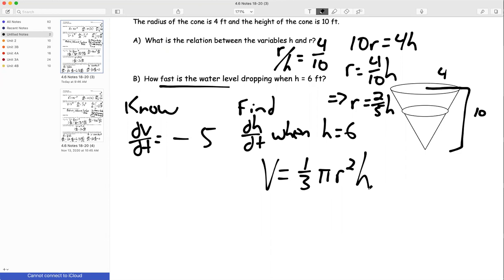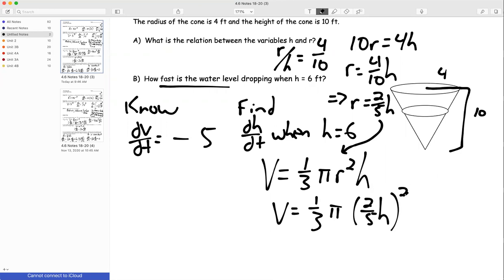I can differentiate it. So what I'm going to do is, this is why I asked you to write the relation between h and r at the beginning. I'm going to take 2/5 h and substitute it in for r because they are equivalent. And then I'm only going to have one variable. So I got volume equals 1/3 pi, and I know that r is equal to 2/5 h, and then that's squared, and then it's multiplied by another h.